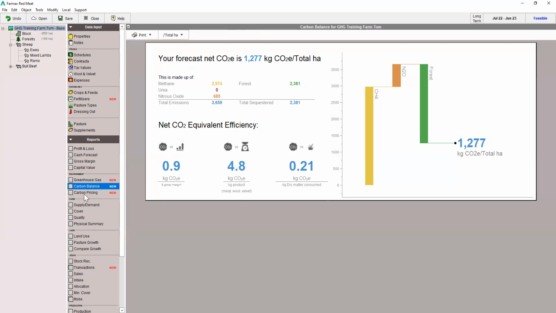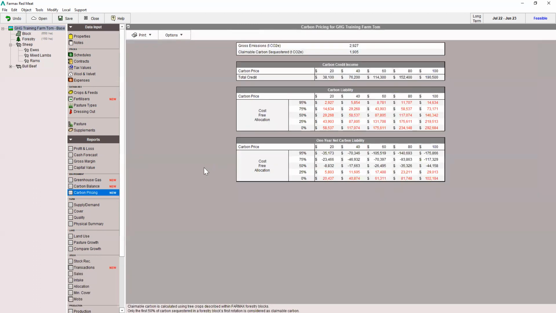And finally, the newest greenhouse gas report that's been added to Farmax is carbon pricing. This is to help farmers and rural professionals start to get an understanding about the financial implications of their greenhouse gas emissions and any carbon sequestered on the farm. So in the case of this particular farm, our gross emissions are about 2,927 total tons of CO2 equivalent. We have that big block of natives on this particular farm, which is sequestering about 1,900 tonne of CO2 equivalents in total across the full farm.